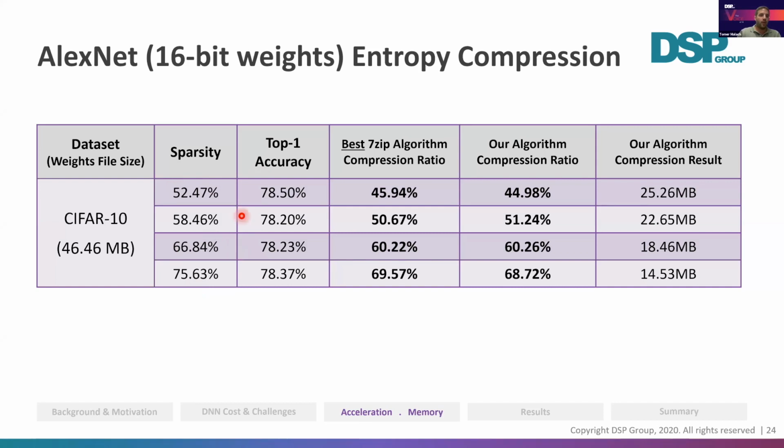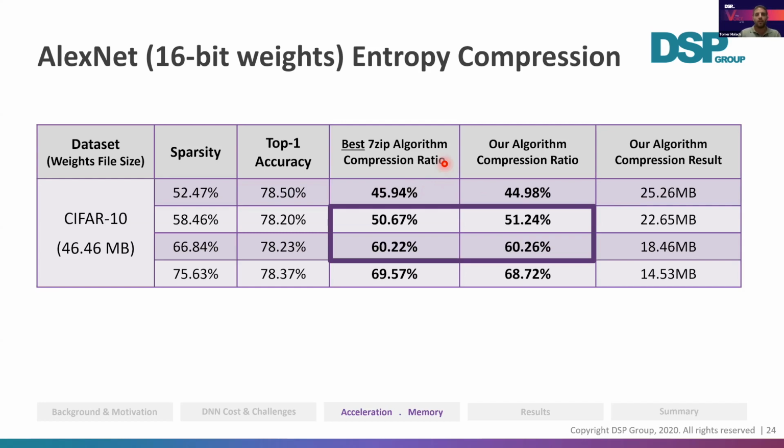And then we took the weights of each one of the models and compressed them using the 7-zip package. 7-zip is a package of lossless compression algorithms, and we wrote here the result of the best lossless compression algorithm. Then we took the weights again and applied our compression algorithm to the weights file. And as you can see, we got almost the same result compared to the best 7-zip algorithm. And in some cases, we even outperformed the best 7-zip algorithm.